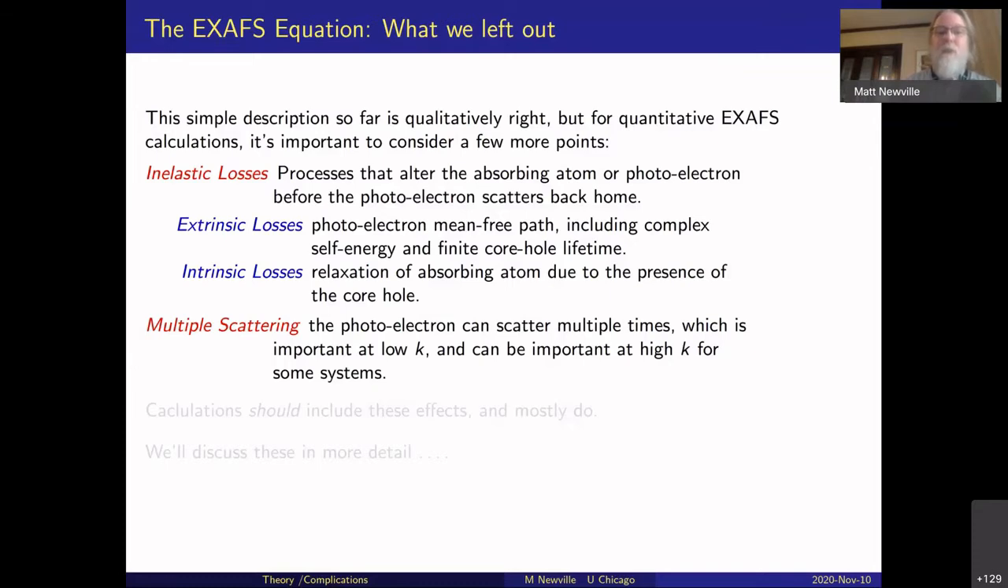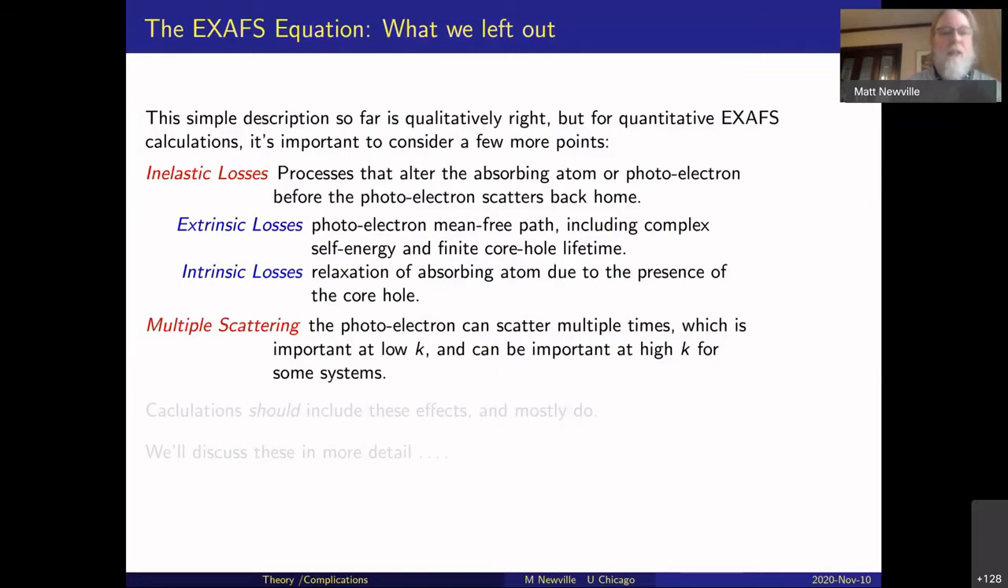And there's sort of two different regimes that this breaks down into: the so-called extrinsic, or the electron mean-free path, and the relaxation of the other atoms and the other electrons in the absorbing atom due to the presence of the core hole. So the core hole can cause relaxation within the atom, and the photoelectron can have losses outside of the atom, intrinsic to the atom and extrinsic to the absorbing atom.